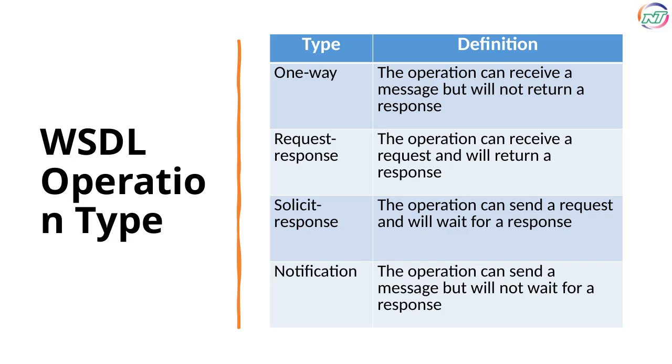Solicit response is the reverse, where the service sends a request and waits for a response from the client. Lastly, notification operations involve sending a message without expecting any reply. These operation types help define the interaction pattern and behavior for web services described in the WSDL file.